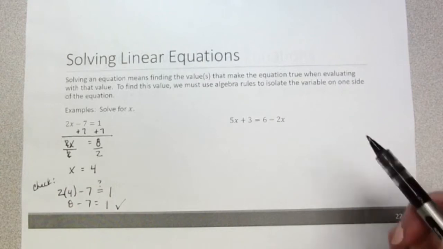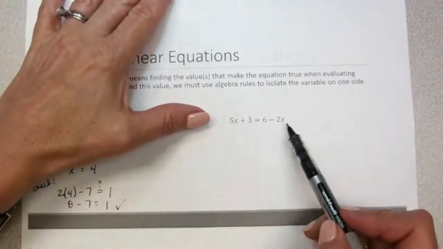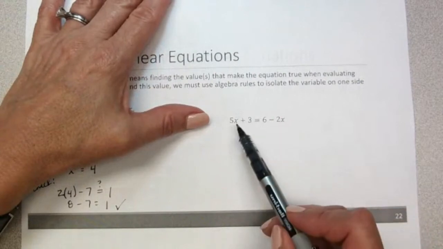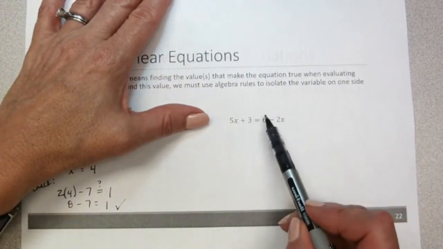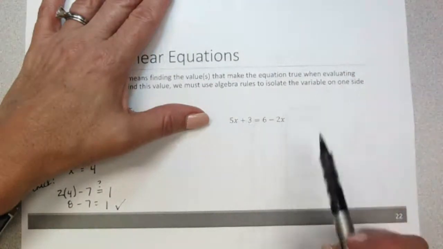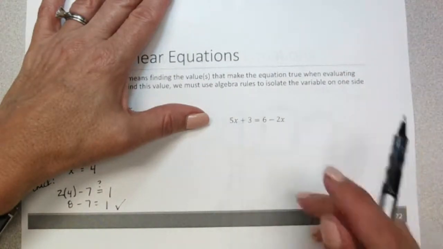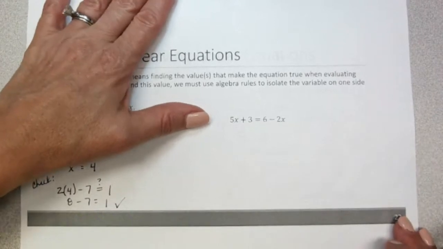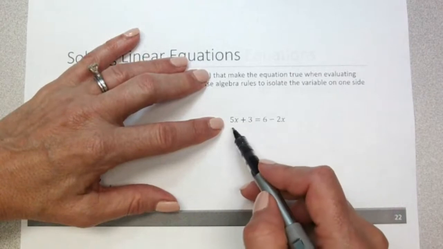All right, look at the second equation over here. In this equation, we have x terms on both sides of the equal sign. We also have constant terms on both sides. Well, I think I'm going to try and isolate x on the left side, so I'm going to need to put both terms with x over on the left side.